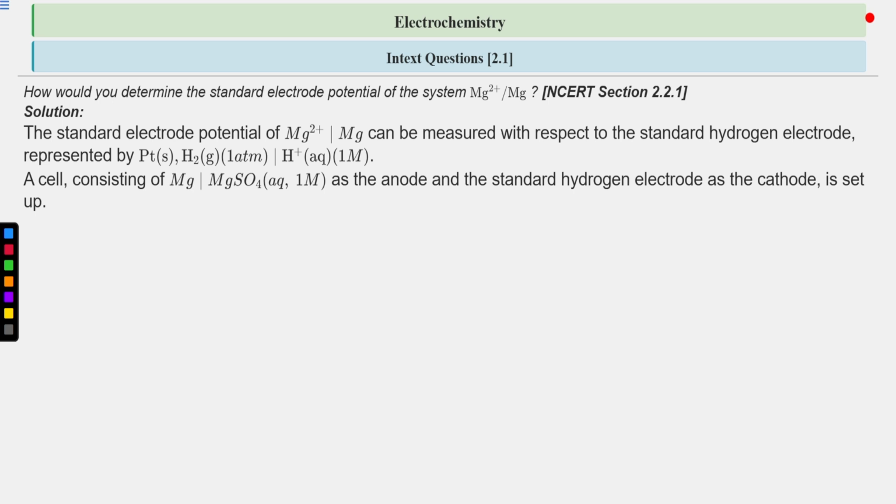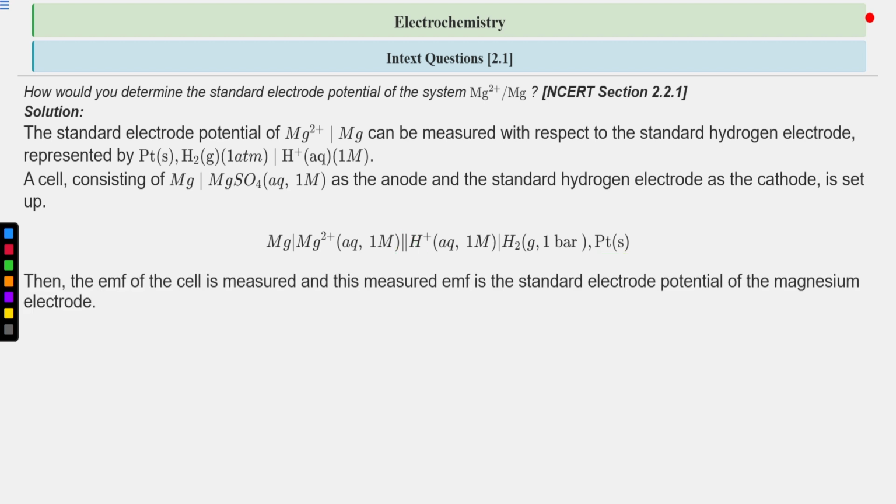Now, a cell consisting of MgSO4 in the aqueous form, 1 molar concentration, as the anode, and the standard hydrogen electrode, SHE, as the cathode, is set up. Okay, now we have set up the cell where we are using the system already mentioned in our question as the anode, and the SHE as the cathode. So the representation first of all: Mg2+, salt bridge, H+, H2, platinum. This is the Mg cell and this is the SHE cell, and this is the salt bridge, differentiating the two half cells.